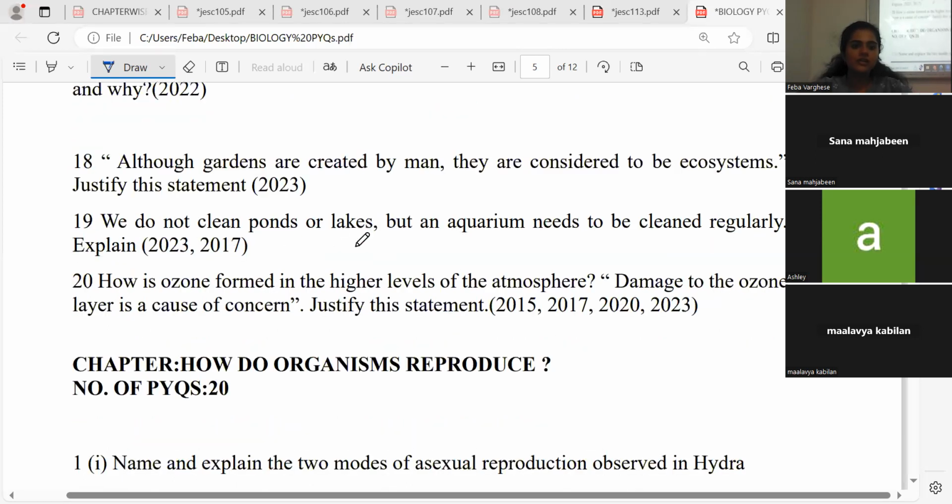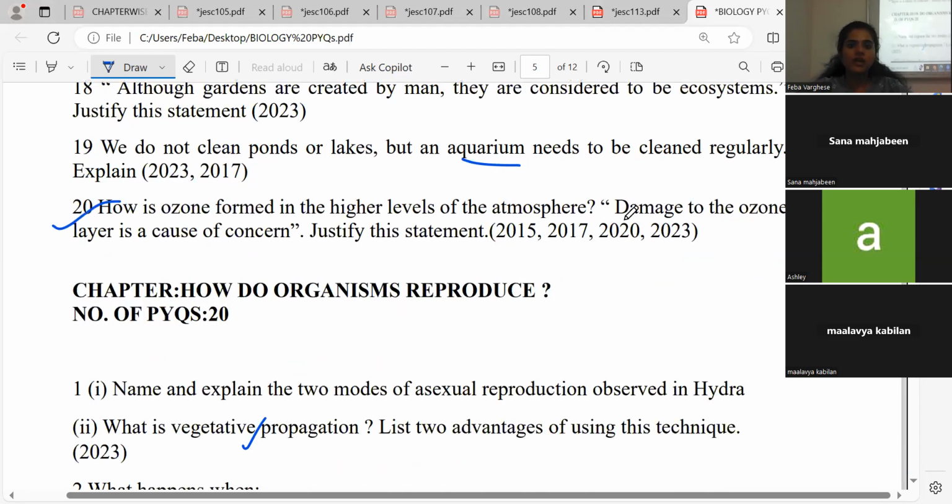Now we do not clean the ponds or lakes, but the aquarium needs to be cleaned regularly. Why is it so? First, you have to write that aquarium is an artificial ecosystem, and since there are no decomposers, you have to remove the toxins at regular intervals or else it's going to harm the ecosystem.